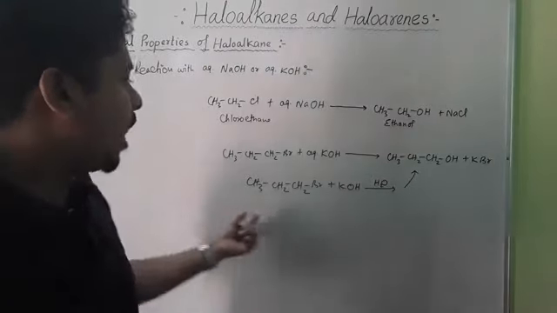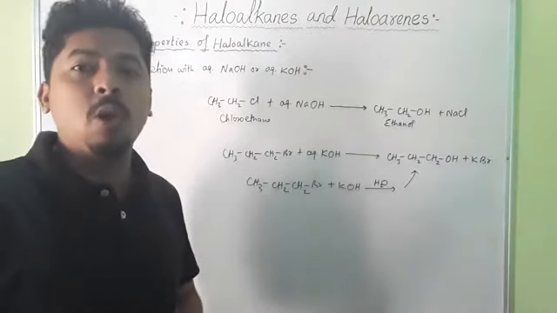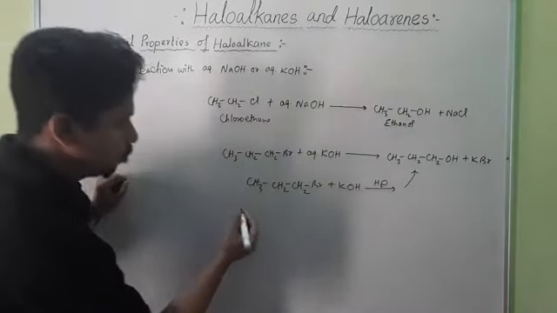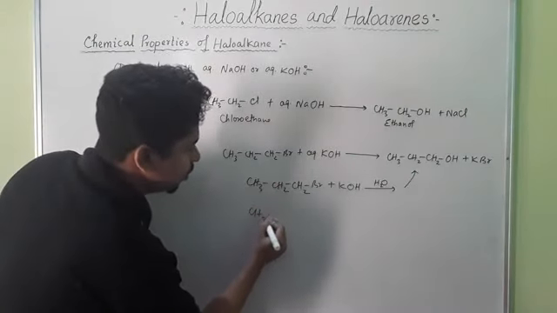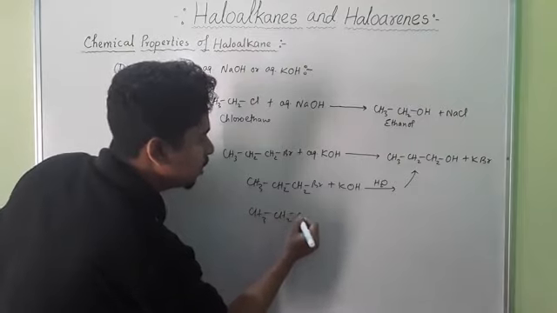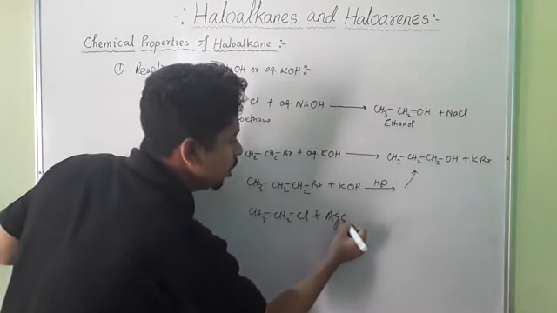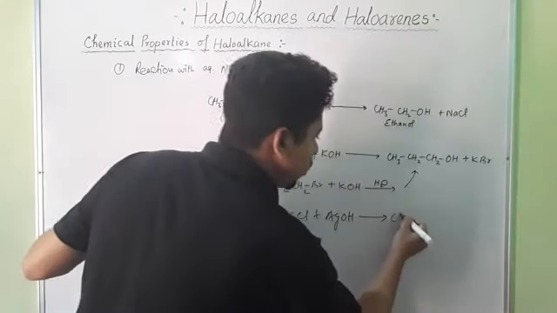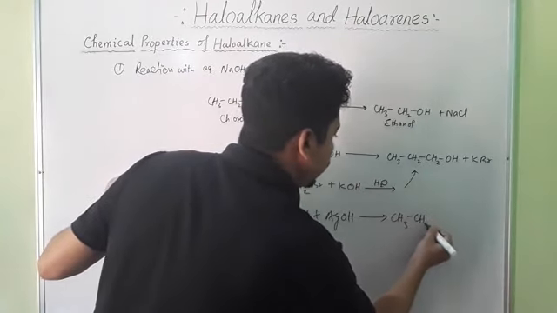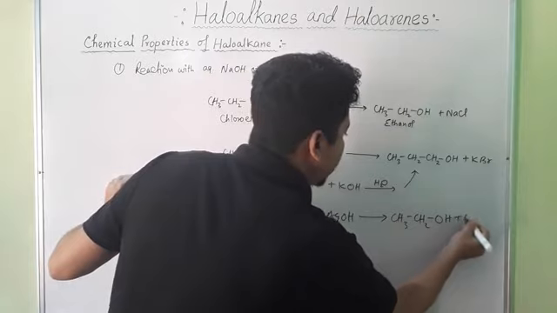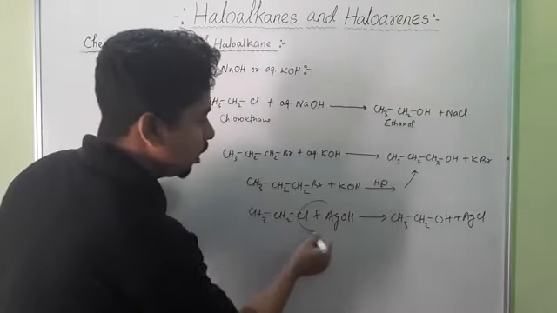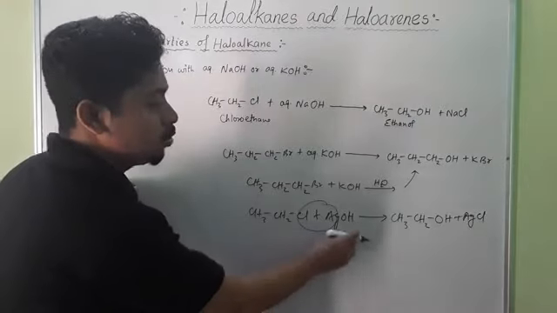Or these haloalkanes on treatment with silver oxide also produce alcohol. So we are writing another reaction, CH3-CH2-Cl plus AgOH. It will produce CH3-CH2-OH plus AgCl. Here AgCl will be removed, so we are left with CH3CH2OH.